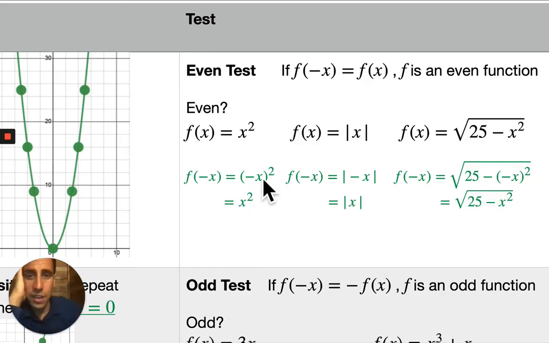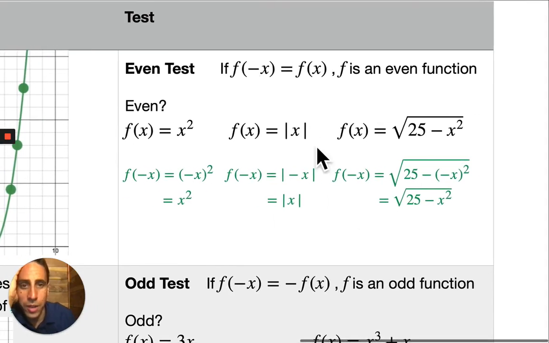So if you do the substitution, if you took negative x into the function, and if you simplify it, you'll notice we're going to get the same thing here as we do here. F of x is equal to x squared, and then f of negative x is also equal to x squared. And that satisfies this. So yes, it is even. F of negative x is equal to f of positive x. Here's f of negative x, and here's f of positive x. And they're equal to each other. So yes, it is an even function.